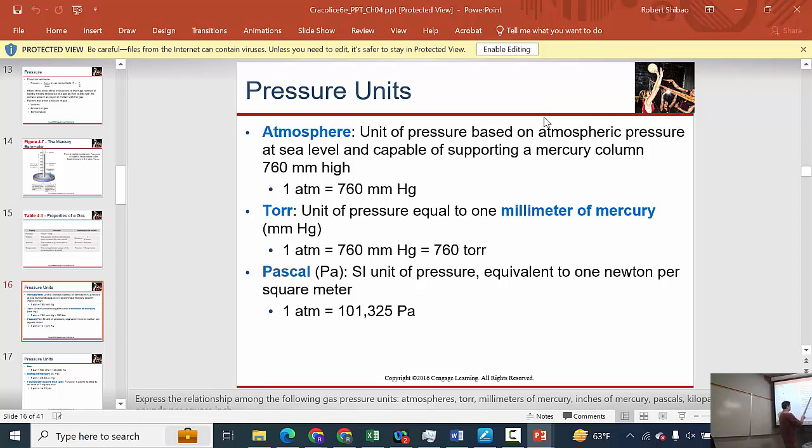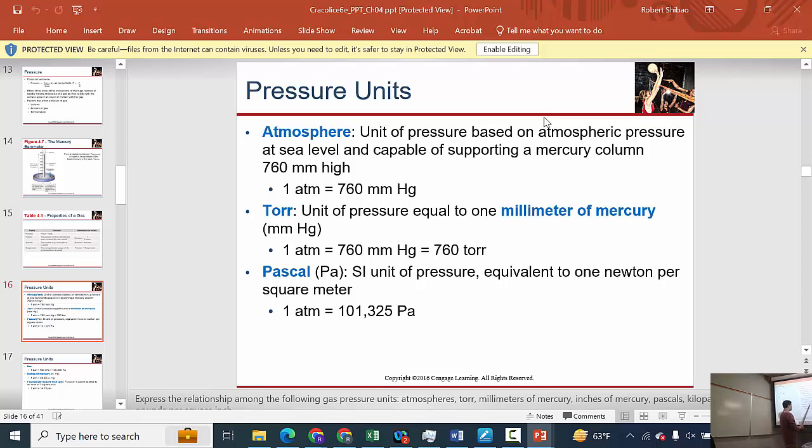A torr is used to replace millimeters of mercury. And so rather than saying millimeters of mercury, we could say torr. So 760 torr is equivalent to 760 millimeters. It's just another way of expressing millimeters of mercury. This is named after Torricelli, who did the barometer thing. But that's not the SI unit.